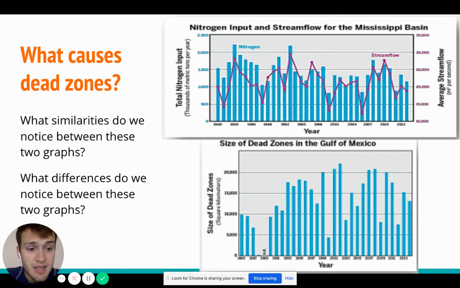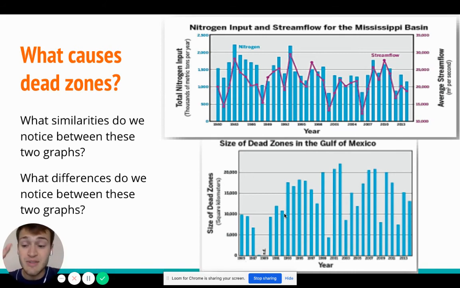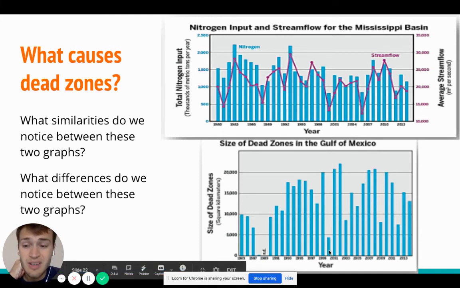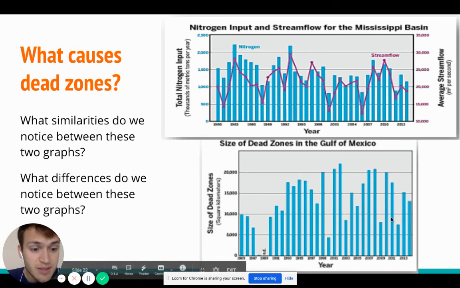Okay, so there are a lot of things to see here. But first, the general gist of this is that when nitrogen is up, the size of the dead zone is probably also going to be up relative to the other years. And when the nitrogen is down, the dead zone is also going to be kind of small compared to the years before and after it. So we see right here, this is not very much nitrogen. The dead zone's kind of small. Same here, this nitrogen's smaller than these two, so the dead zone's going to be smaller as well.